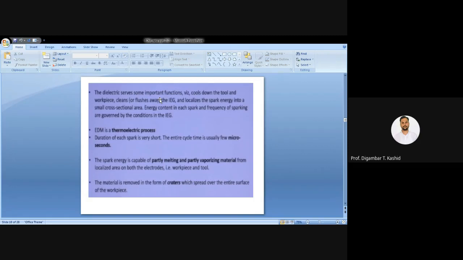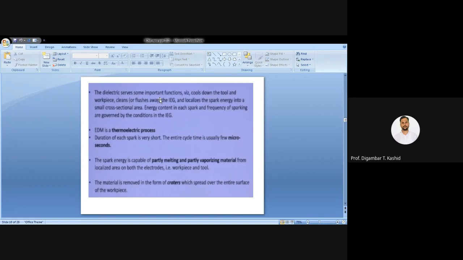There are different flowing systems; we shall discuss that later. Because of this flowing of the dielectric, it flushes away whatever craters or debris particles are there. So it flushes away or cleans away. Okay, so this is one function.